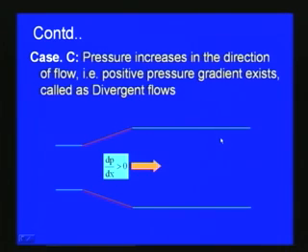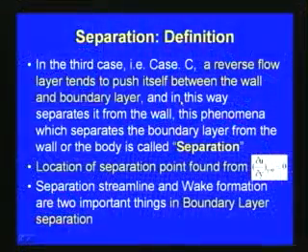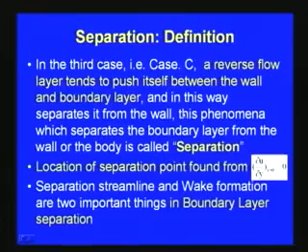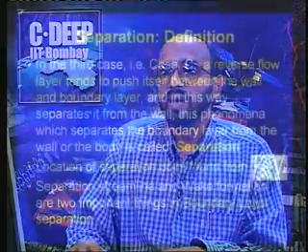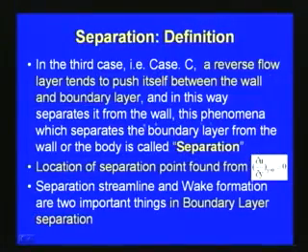So, depending upon case A, case B or case C, whether convergent flow, flow over a flat plate, or divergent flow, the boundary layer separation and boundary layer properties change. Especially in the third case, the divergent flow, a reverse flow layer tends to push itself between the wall and the boundary layer, and in this way separates it from the wall. This phenomenon which separates the boundary layer from the wall or the body is called separation.